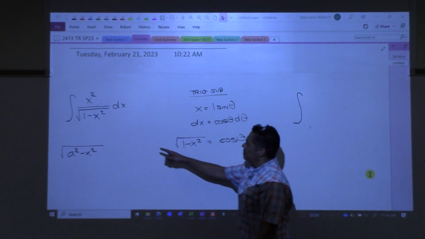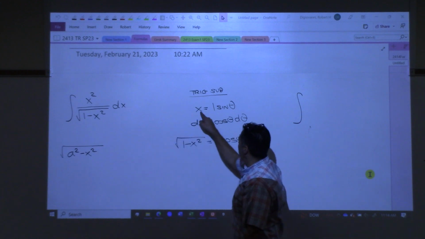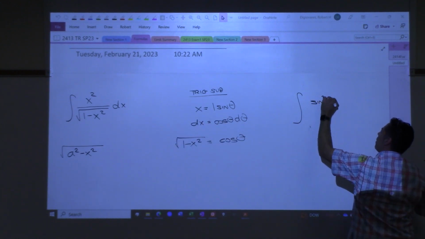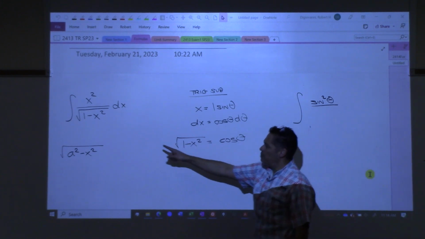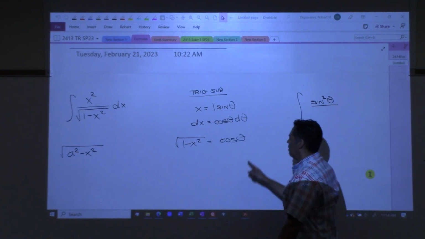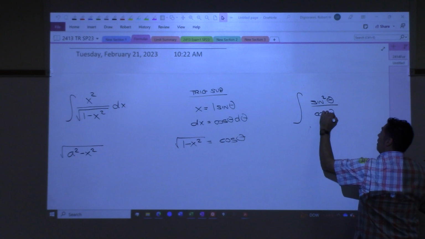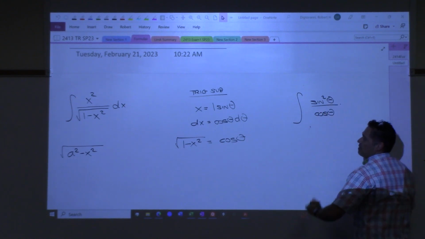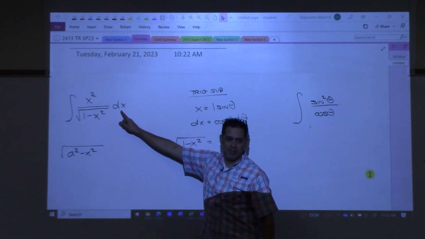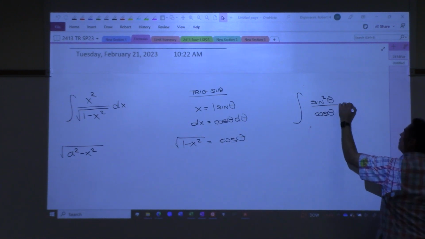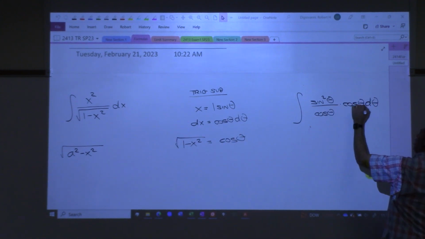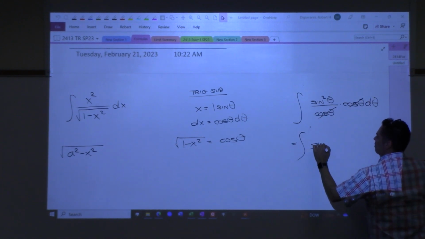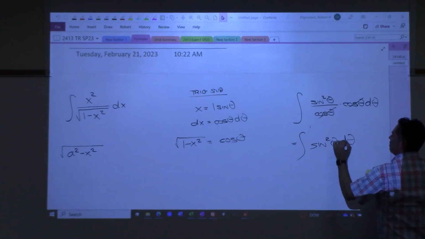Rewrite the problem. The numerator is x squared. x is sine theta, so sine theta squared on top. The bottom is the square root part. The square root part is cosine theta. Times dx, which is cosine theta d theta. Cosines cancel, reduce. Sine squared theta d theta.